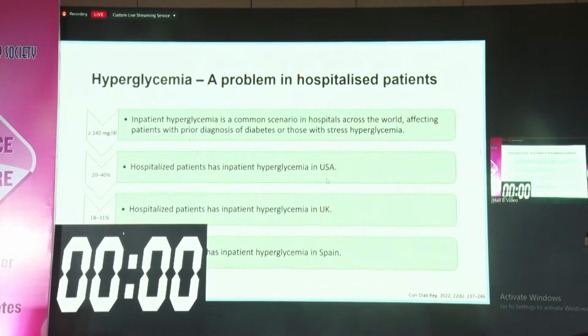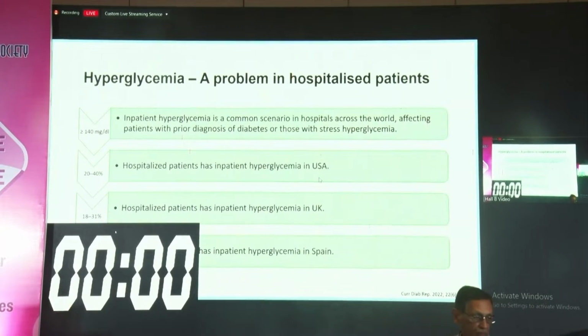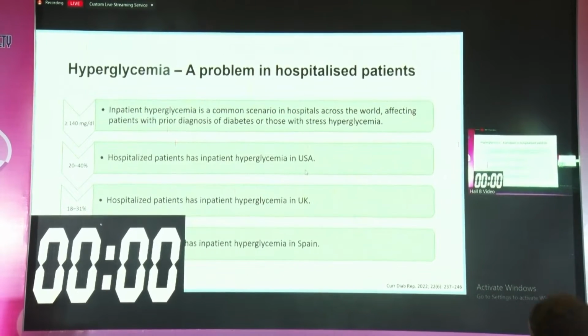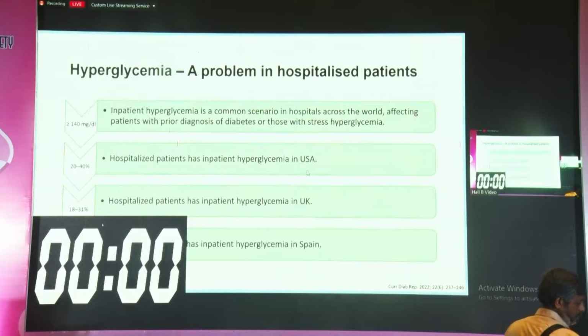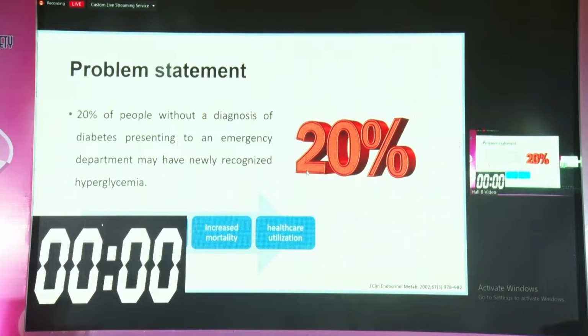Now, what is hyperglycemia in hospital setting? Any blood glucose more than 140 mg per deciliter is defined as in-hospital hyperglycemia, which is a common scenario across the world, affecting patients with prior diagnosis of diabetes or those with stress hyperglycemia or any medication-induced hyperglycemia such as steroid. The prevalence may vary according to the country and according to the settings. However, the overall prevalence can be 30 to 40% in hospitalized patients.